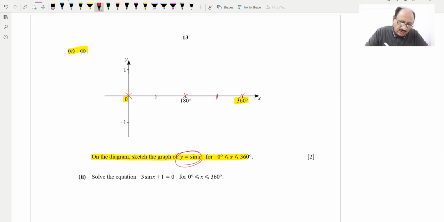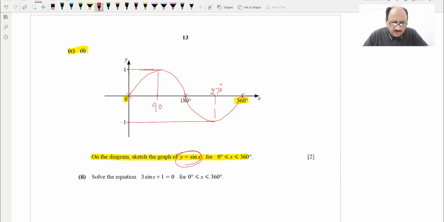If we sketch this graph, it will be like this one, and from here it will be like this one. So this will go down to the -1 value like this, and the +1 value will be like this, and this will be 90 degrees, and this one will be 270 degrees. The whole explanation I have given for you, otherwise you don't require these things.